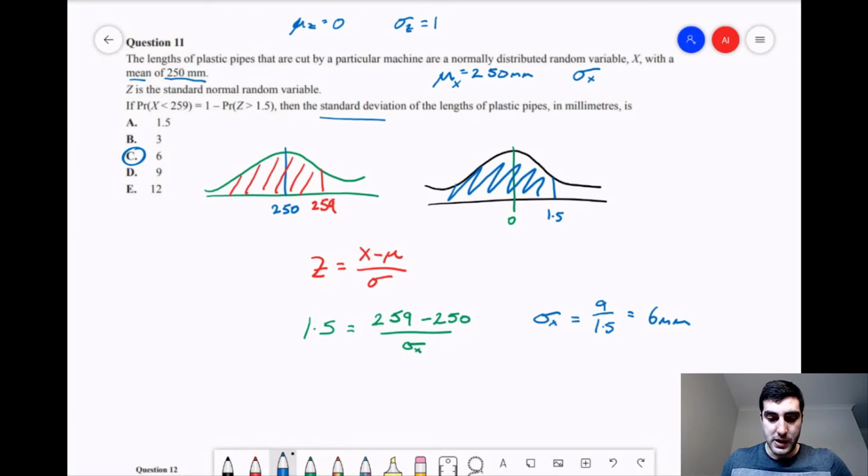Great, so not too bad. It's very common to use these symmetry properties in questions like this, and that's what the left-hand side of that expression is relying on, the complement region, 1 minus that region. You can see once you've got it drawn out, it should be pretty straightforward from there.